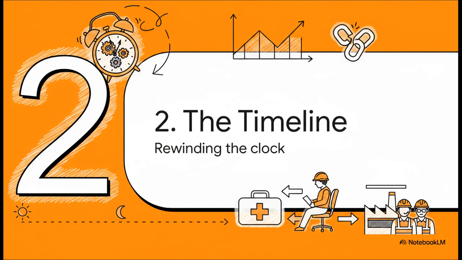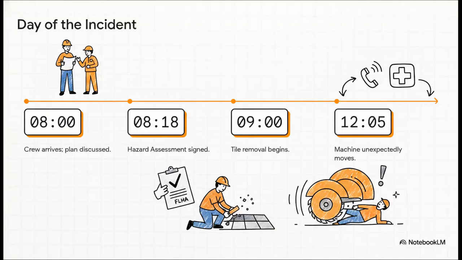Which brings us to step 2, establishing the timeline. The timeline always tells a compelling story, and this morning was no different. At 8 a.m. sharp, the crew arrives and the worker and supervisor discuss the plan. Barely 18 minutes later, at 8:18, a field-level hazard assessment is signed off. By 9 a.m., the actual tile removal begins. Then we fast forward. At exactly 12:05 p.m., the machine moves unexpectedly, and bam, the injury happens.